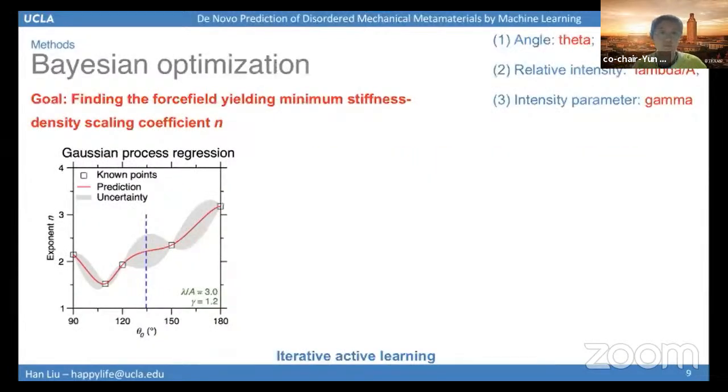Our goal is to use machine learning to find the phosphate with minimum exponent n. The machine learning method I used is an iterative active learning based on Gaussian process regression and Bayesian optimization. This figure shows an illustration of Gaussian process regression. The y-axis is exponent n, x-axis is a phosphate parameter theta naught. And for illustration purpose, the other phosphate parameters are fixed. By interpolating the known points, Gaussian process regression offers not only a prediction curve, but also its uncertainty.